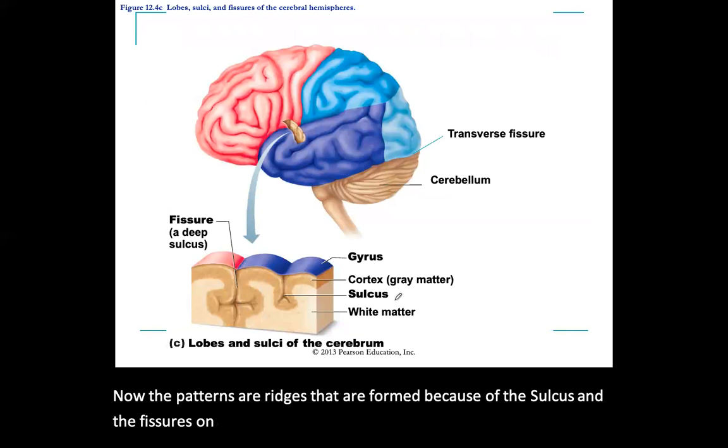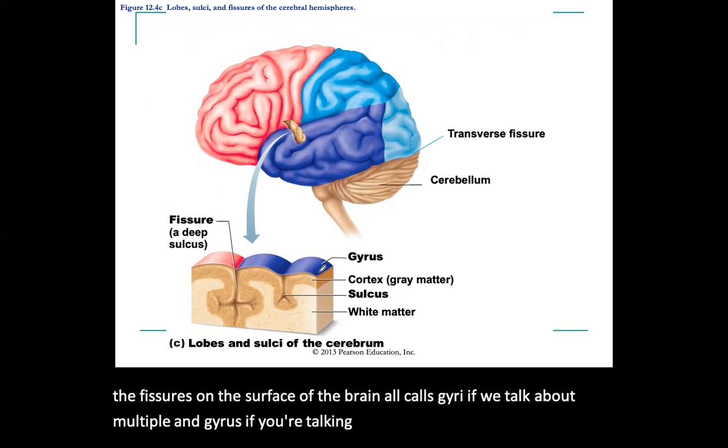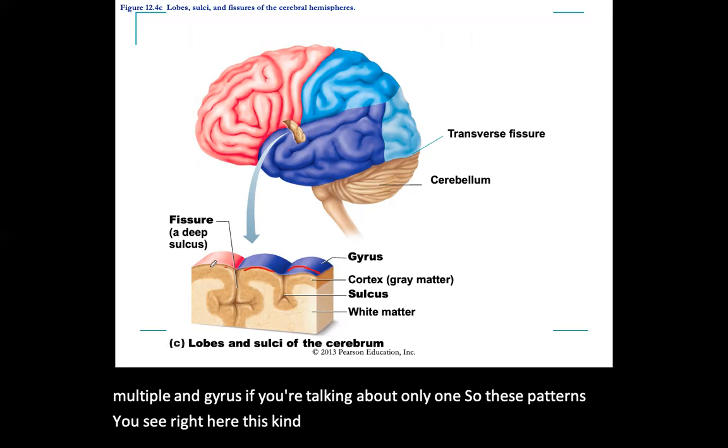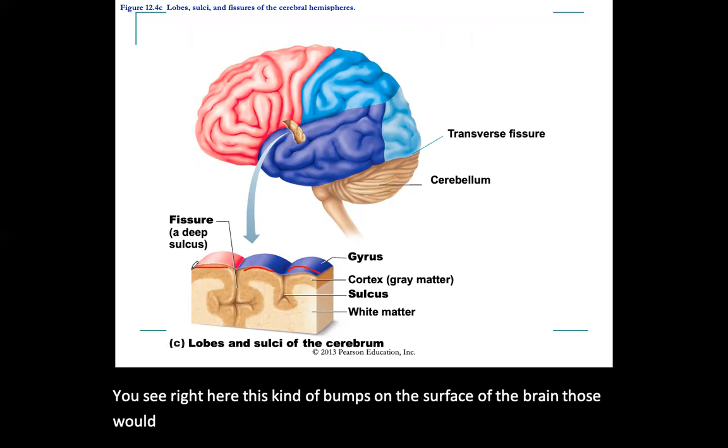Now, the patterns, the ridges that are formed because of the sulci and the fissures on the surface of the brain, are called gyri if you're talking about multiple, and gyrus if you're talking about only one. So these patterns you see right here, these bumps on the surface of the brain, those would be your gyri. And again, if you're talking about only one, it would be gyrus.